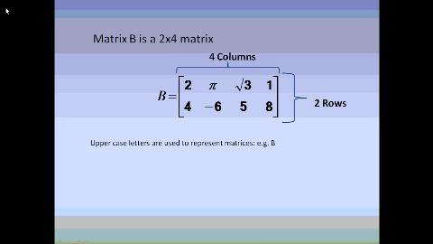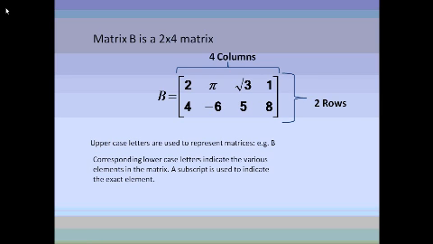Note that uppercase letters are used to represent matrices. For example, B. Corresponding lowercase letters indicate the various elements in the matrix. A subscript is used to indicate the exact element. For example, B subscript 2, 3. The first number indicates the row, the second indicates the column. Based on this information, we can locate the specified element. First, we highlight the second row. Then, we highlight the third column. The intersection is the specified element, B 2,3, which in this case equals 5.